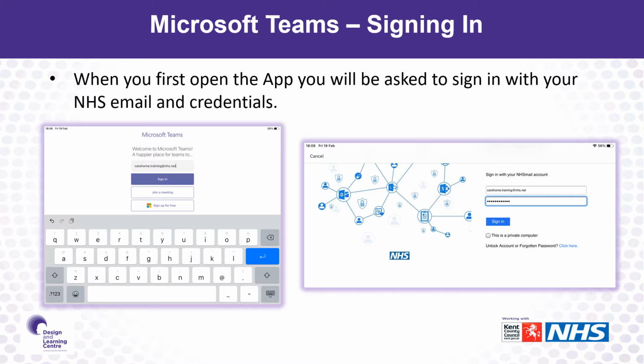When you first open the app, you will need to sign in with your NHS email and credentials. Signing into Teams with your NHS email account will give you access to the NHS directory so you can search and communicate easily with other NHS email users. Enter your NHS email address and click Sign In. You'll then be taken to the NHS login page to enter your password.